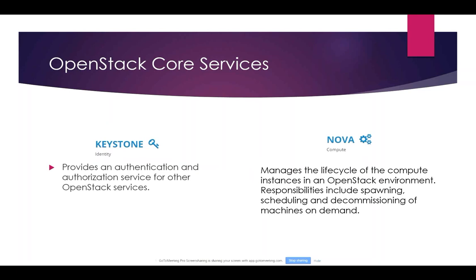Okay, so Keystone. Keystone is the identity. We talked about having multi-tenants. This is your identity service. It provides your authentication and authorization services. You have Nova, which is your compute. Nova manages your instances or your VMs for an OpenStack environment. It's responsible for spawning, scheduling, and decommissioning of your machines on demand. So it is your manager.